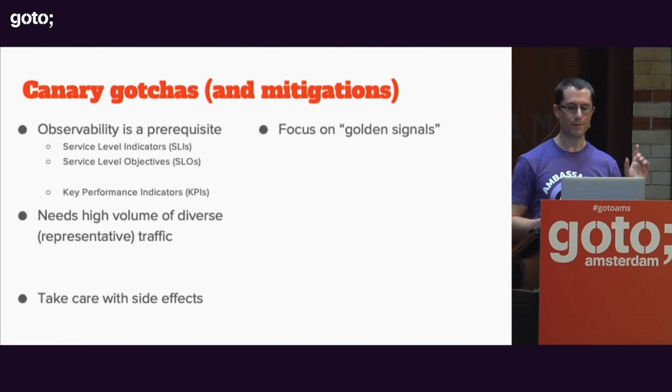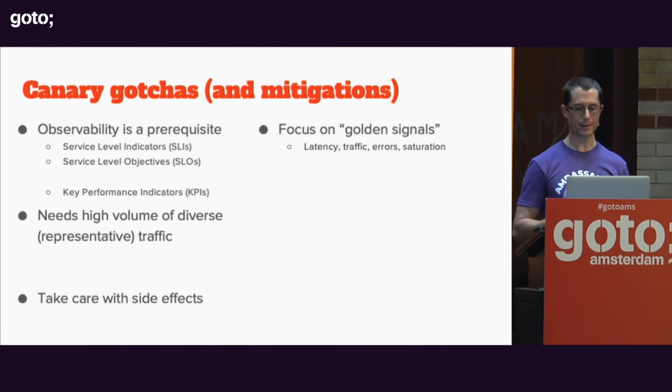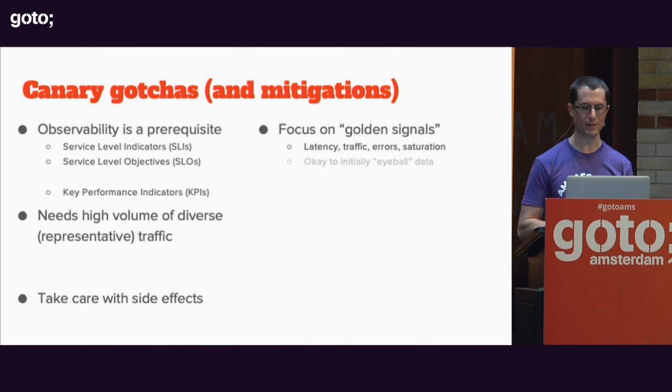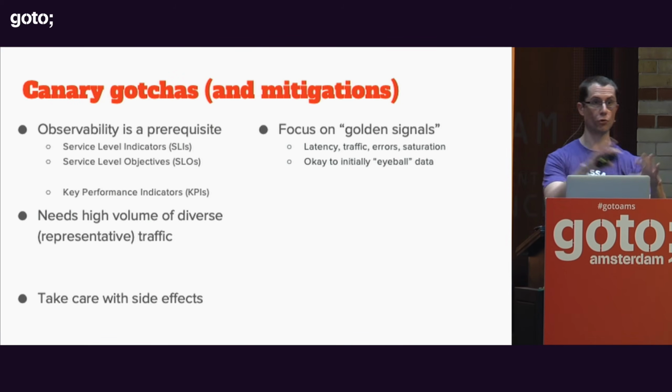With observability, focus on the golden signals. You can Google this kind of term, but things like latency, traffic, errors, and saturation are really key from an operational standpoint. It is okay, I think, to just draw graphs.